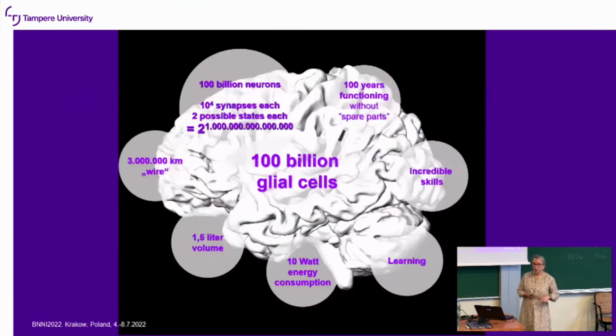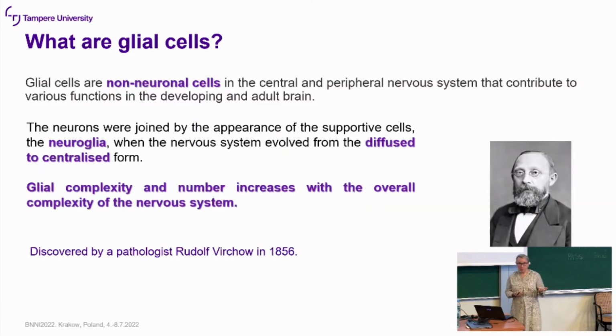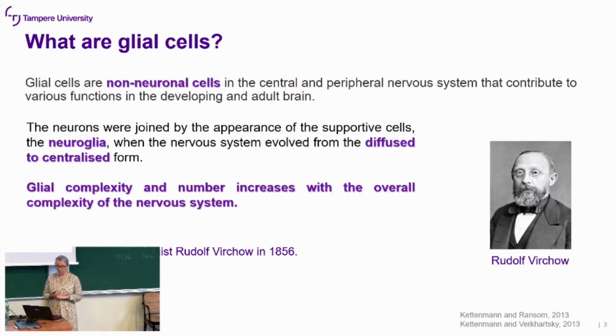As you learned during my introductory lecture, in addition to about 100 billion neurons, our brain has almost an equal amount of glial cells. And what are these glial cells? They are non-neuronal cells, both in the central and peripheral nervous system, and they contribute to various functions, both in the developing and also in the adult brain. We will look at these a bit later.